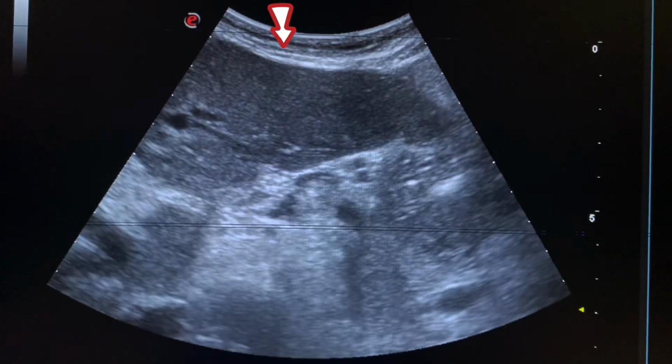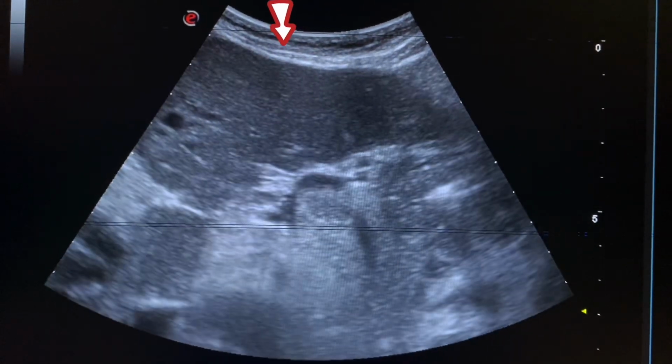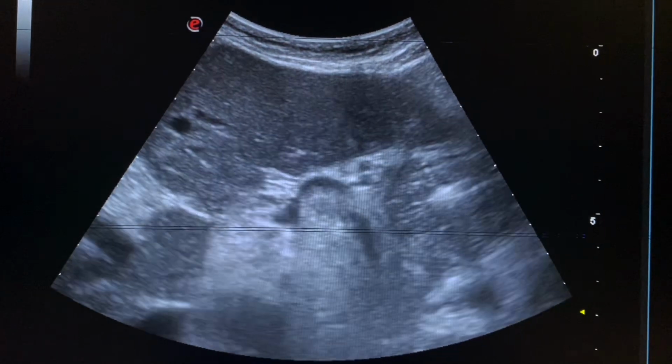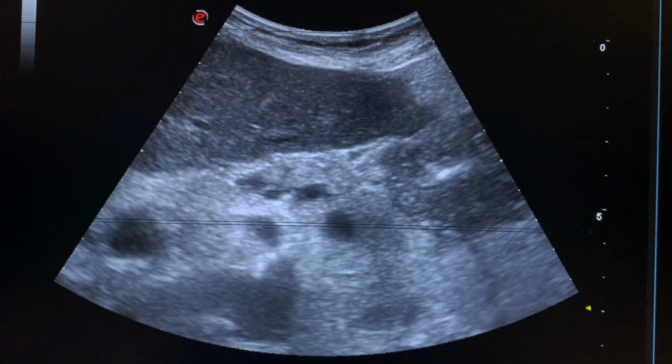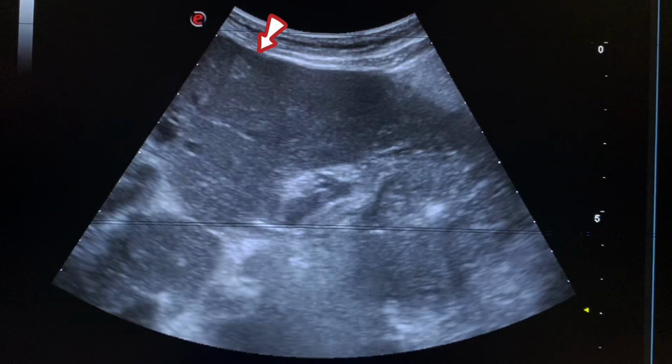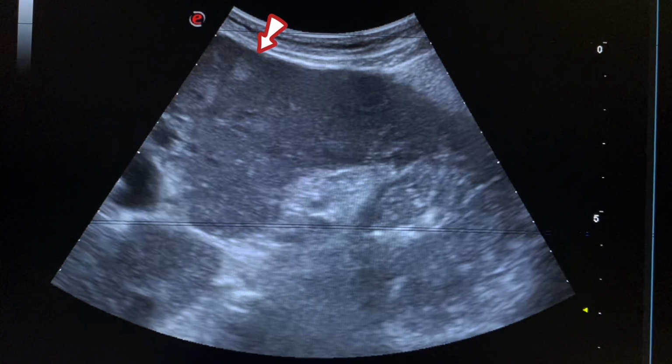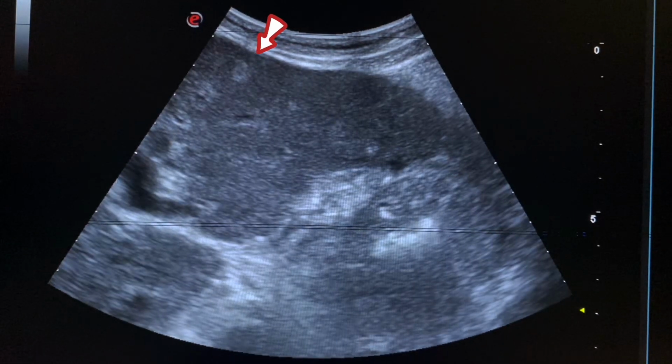Now if we focus on the left lobe of the liver, here we see a well-defined echogenic focal lesion.